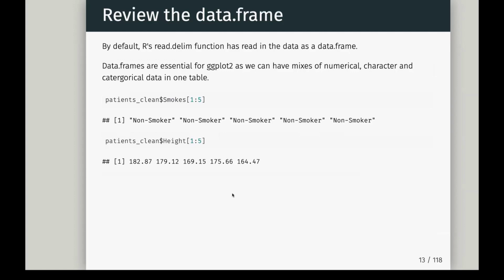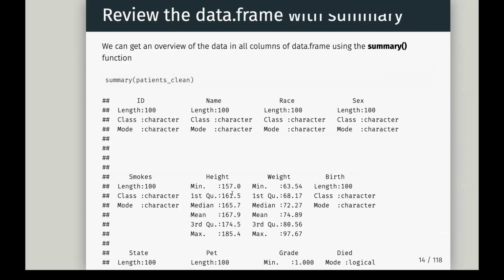So if we want to get an overview, I think we came across summary before. Summary does different things on different objects. If we give it a data frame, it gives us an overview of what's in there. You can see we have character columns and then numeric columns.